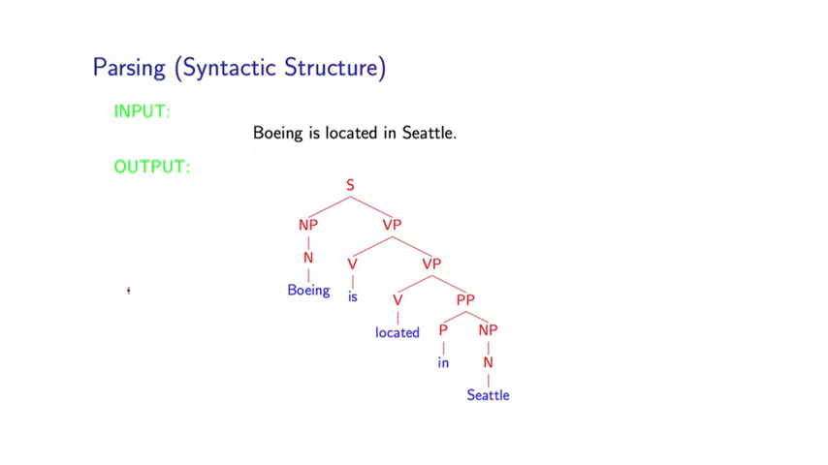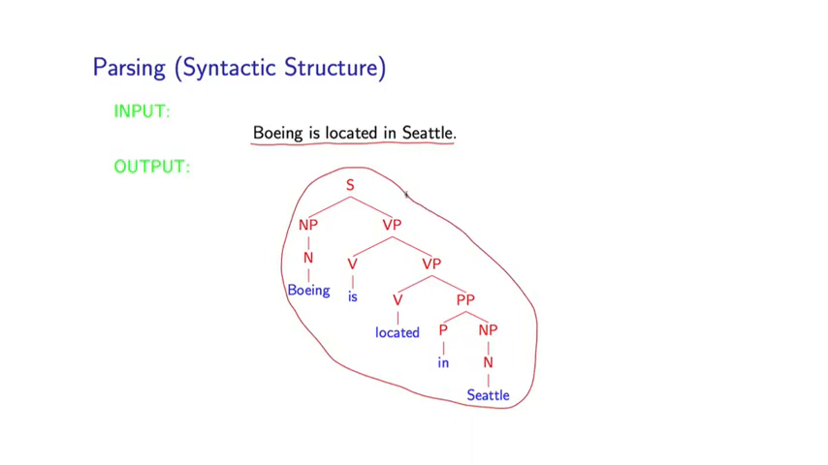So here, in a nutshell, is a definition of the parsing problem. As input, we take a sentence. For example, Boeing is located in Seattle. And as output, we're going to produce an object called a parse tree.